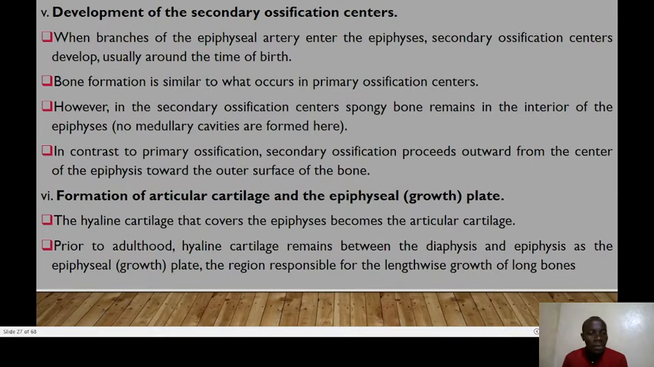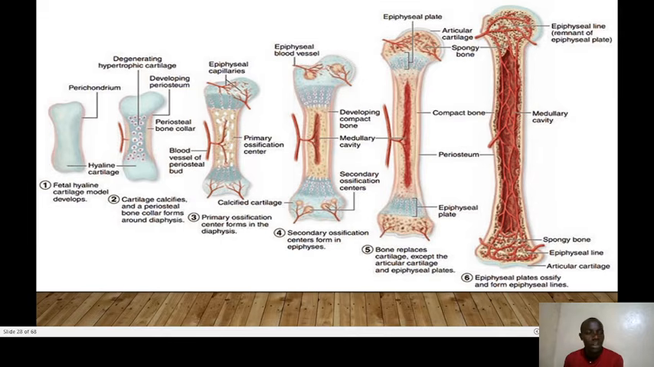Then you have the formation of the articular cartilage and the epiphyseal growth plate. The hyaline cartilage covers the epiphysis and becomes the articular cartilage. Prior to adulthood, hyaline cartilage remains between the diaphysis and epiphysis as the epiphyseal growth plate, the region that is responsible for the lengthwise growth of long bones.